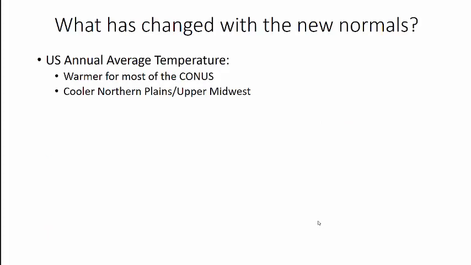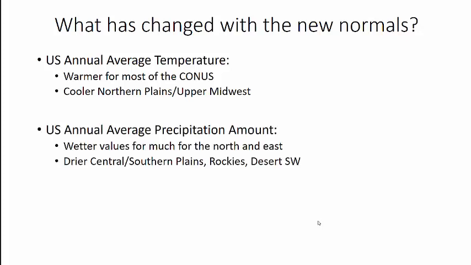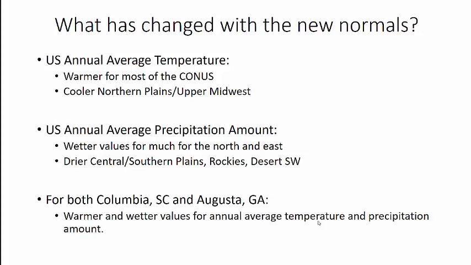So what has changed? Well, as far as the U.S. annual average temperature is concerned, it's trended warmer for most of the continental U.S., except for the northern plains and upper Midwest, where it trended slightly cooler. For U.S. annual average precipitation amounts, it trended wetter for much of the north and east, but trended significantly drier from the central and southern plains westward across the Rockies and desert southwest.